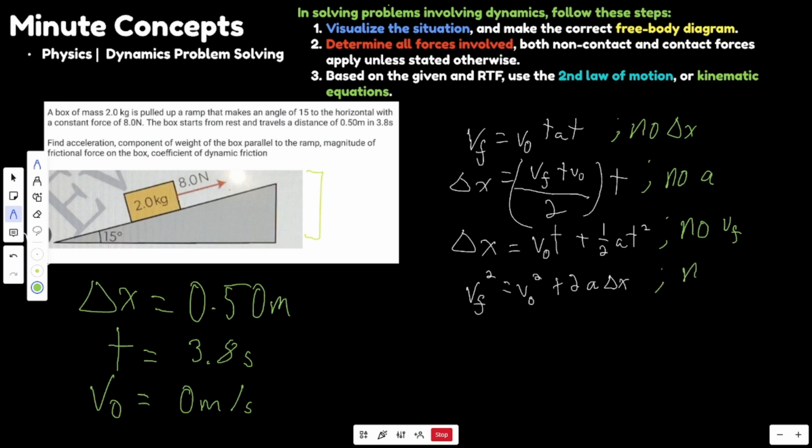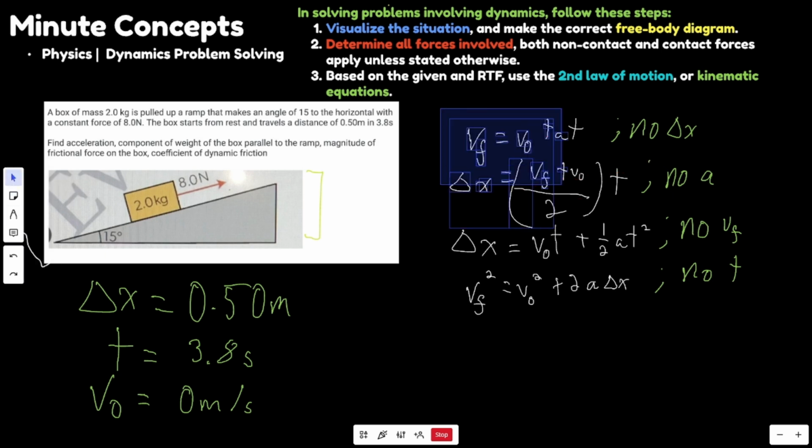And the final one has no time. So since we're looking for acceleration, we need an equation that involves acceleration. So definitely not the second one anymore. This guy is gone. And we're also looking for an equation that does not involve final velocity. So these two are gone. These two are gone. So now obviously we're going to have to go with equation 3.